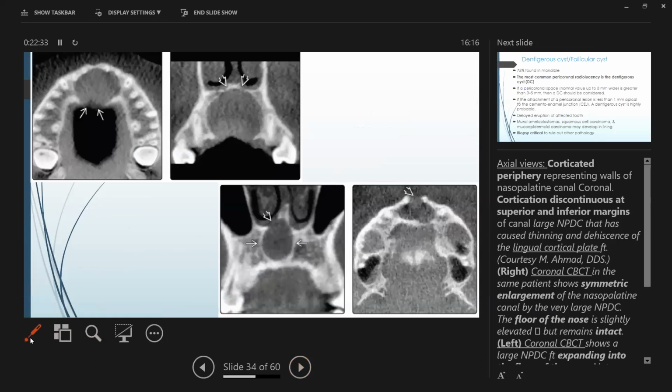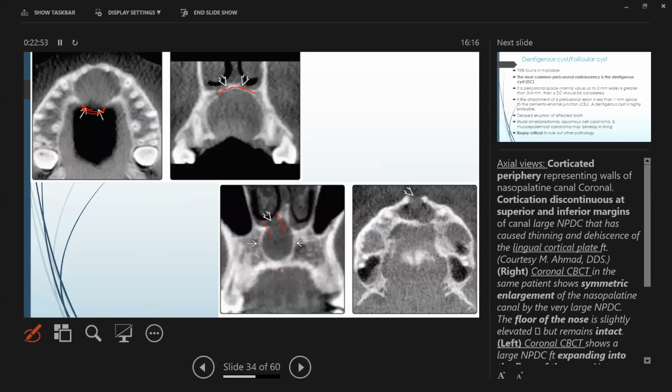Now you can see here in the various views, this is the axial view. You can see here the lingual or the palatal cortex is breached. And here you can see there is a lift in the nasal floor. The nasal floor is slowly lifted. And here you can see there is a breach in the nasal floor itself.